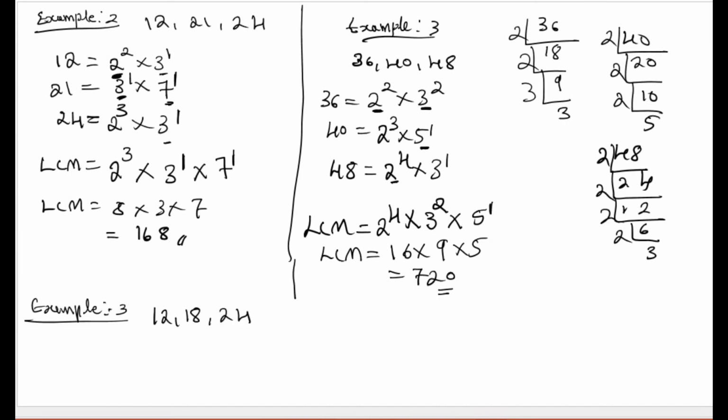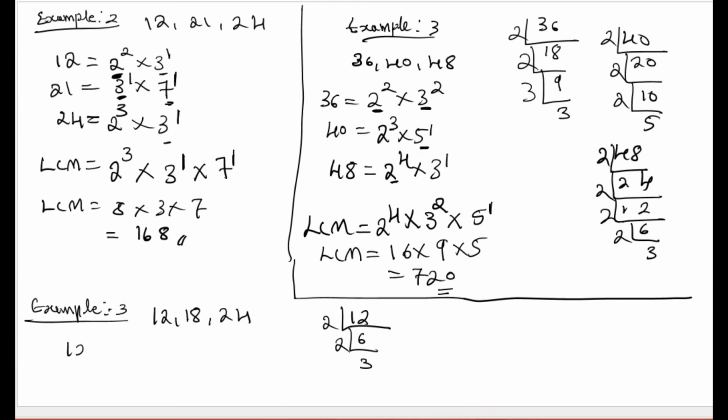The next example, find the LCM of 12, 18, 24, okay, by the prime factorization method. Here consider number 12, write the prime factorization, 2 6s are 12, 2 3s are 6, so 12 can be written as 2 to the power 2 into 3 to the power 1. Next number is 18, here see 2 9s, 3 3s, so 18 is equal to 2 to the power 1 into 3 to the power 2.